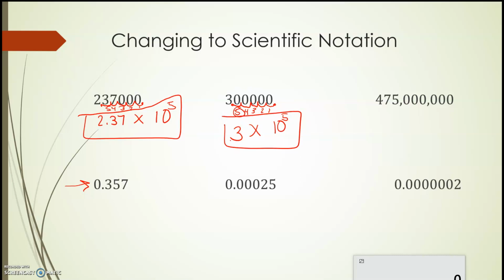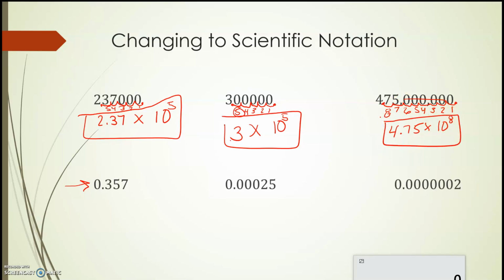We know this one does not have a decimal showing, so we know that the decimal starts here. We have to move it to right after the very first digit. So we have to count. 1, 2, 3, 4, 5, 6, 7, 8. And notice these are all positive exponents, because this is such a large number. Okay, so it is 4.75. We don't have to write out all the zeros after the decimal, times 10 to the power of 8.